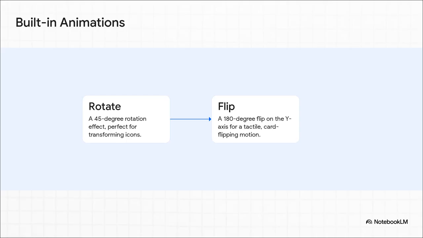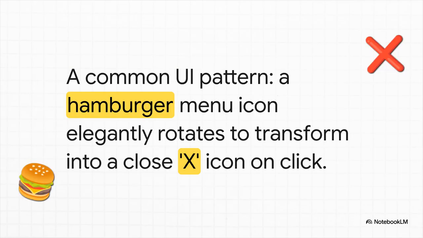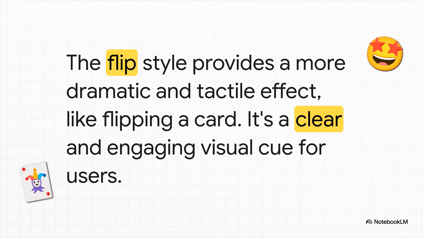So, to make those transitions pop, you've got two built-in styles you can play with, right in the swap style property. You can go with rotate for a nice subtle turn, or flip for a much more dramatic card flipping effect. That rotate style? It's perfect for those classic UI patterns we all know and love. Think about a hamburger menu icon that just elegantly rotates to become a close X when you tap it. It's a clean, intuitive interaction that feels right at home in any modern app. Now, the flip style, that gives you something totally different. It's much more dramatic and tactile, like you're actually flipping a physical card over. It's such a clear and satisfying cue to the user that something has definitely changed.